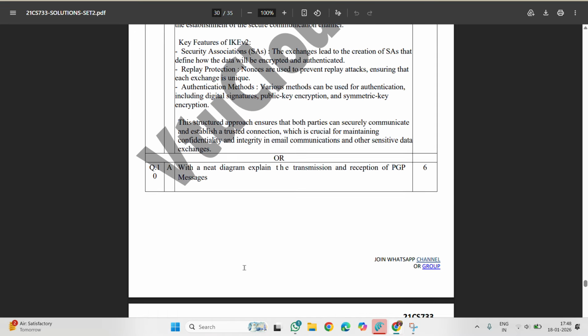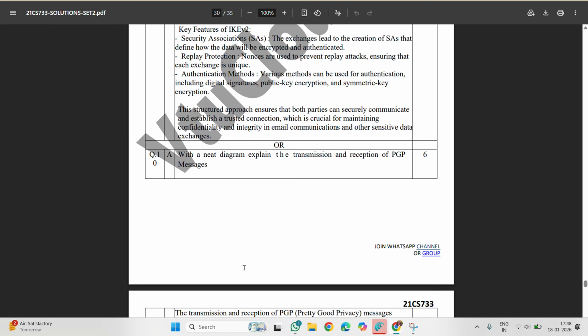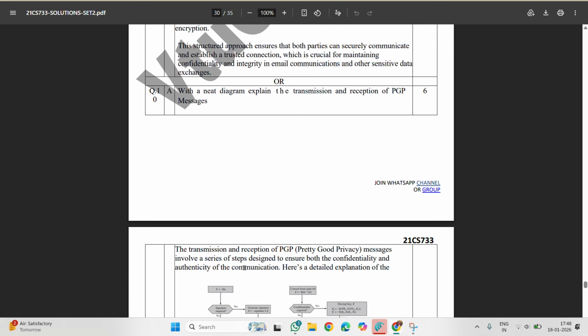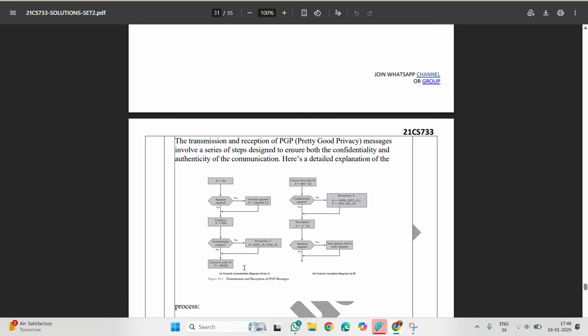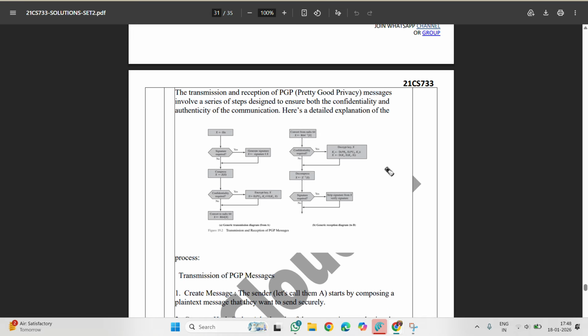Coming to the question number 10, with a neat diagram, explain the transmission and reception of PGP messages. Okay, in this explain what is the pretty good privacy, transmission and reception messages. It involves a series of steps designed to ensure both confidentiality and authenticity of the communication. Here is a detailed explanation of the process. Through this diagram, you people can understand the process of the PGP messages.